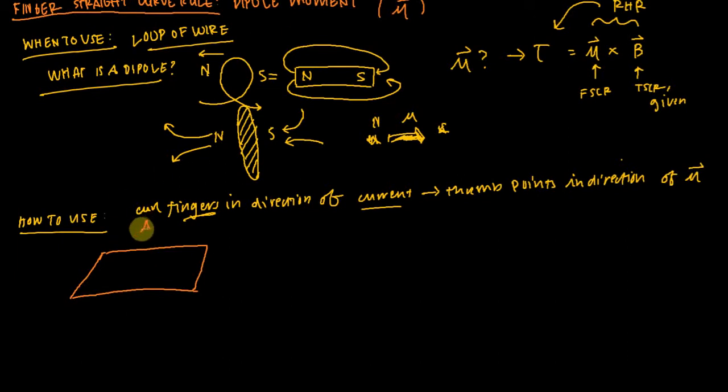So this is my eyeball, and I'm looking down at it. I'm going to redraw this loop of current in red, just like this. If we were looking down on it, this is what we'd see. And let's say that we have current flowing this direction, counterclockwise around this wire loop.